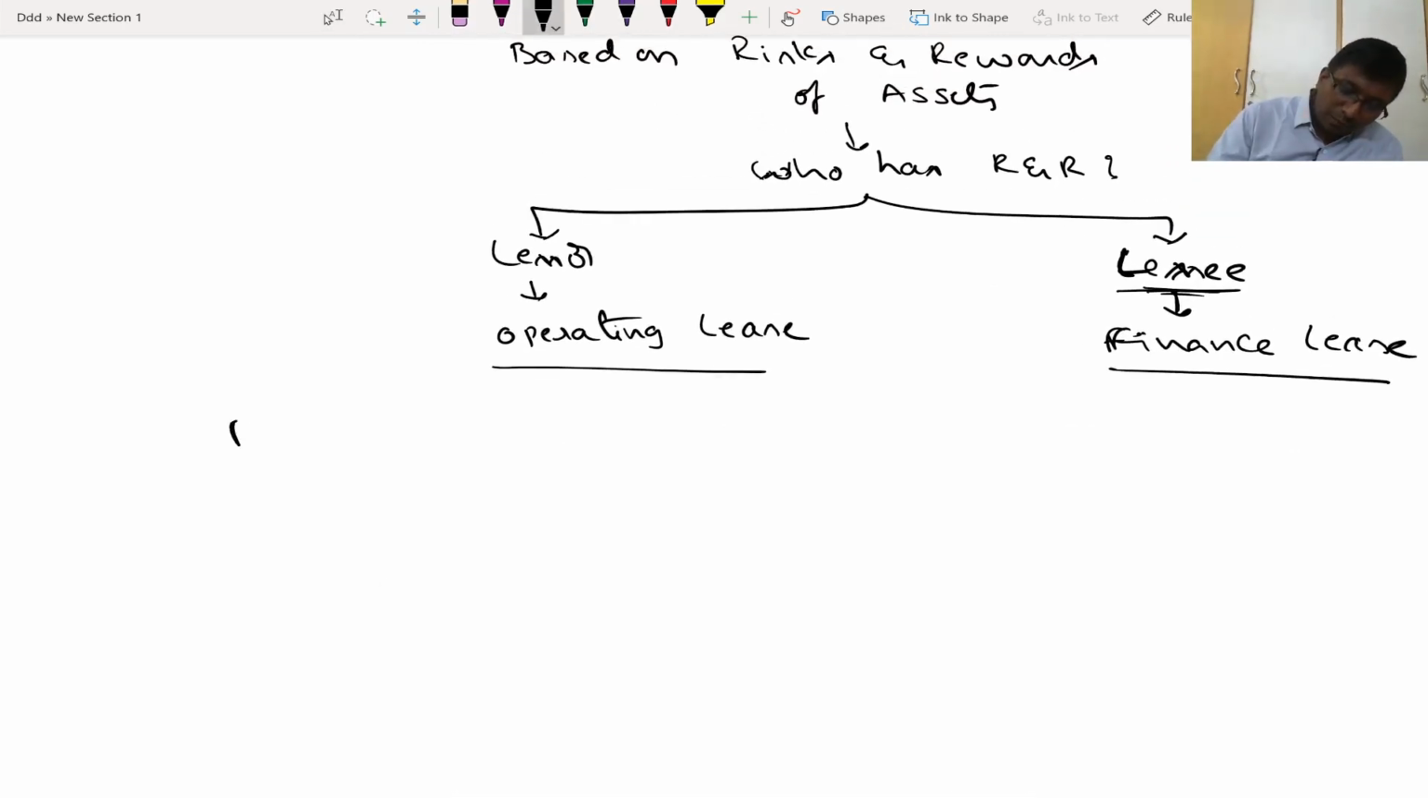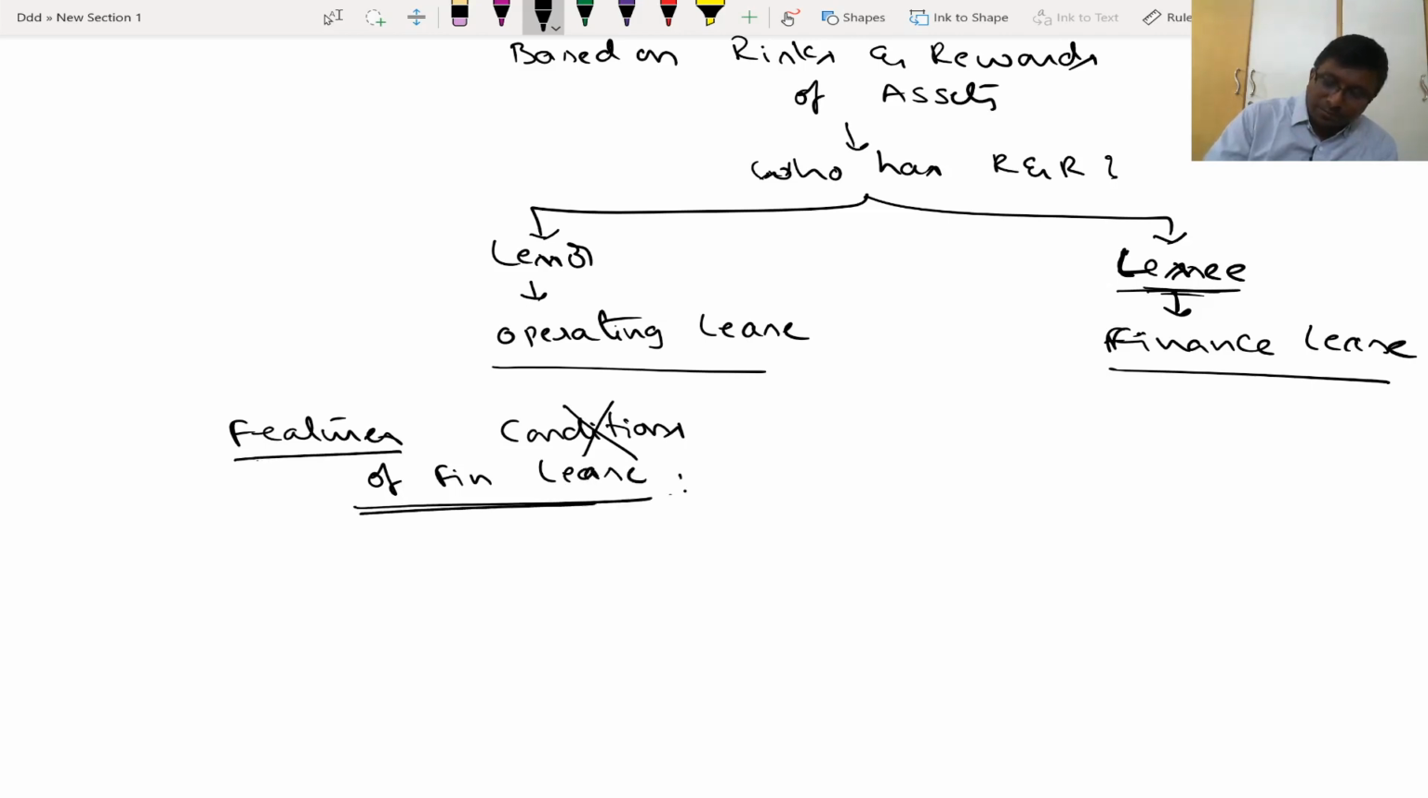What did they give? Features. This is not condition, features. These are all not conditions. Sometimes students write conditions. No, that is not a condition. Okay, features of finance lease they gave.